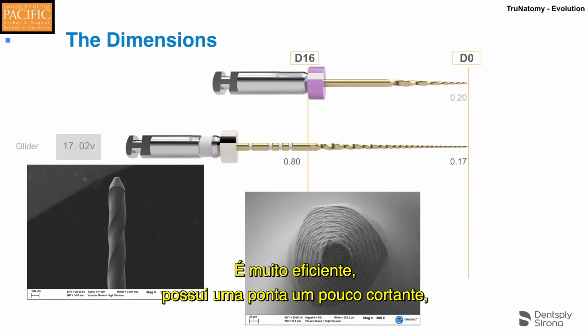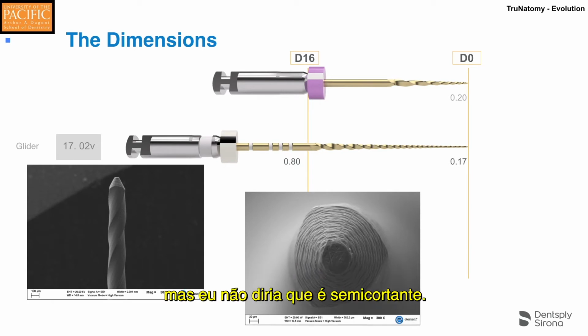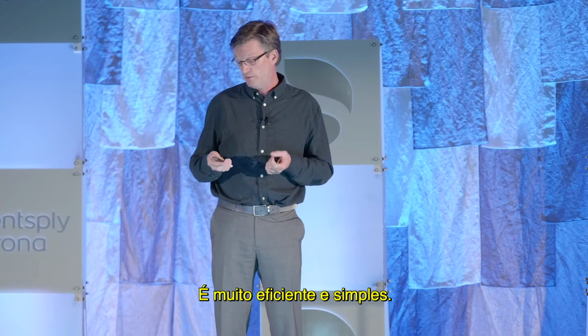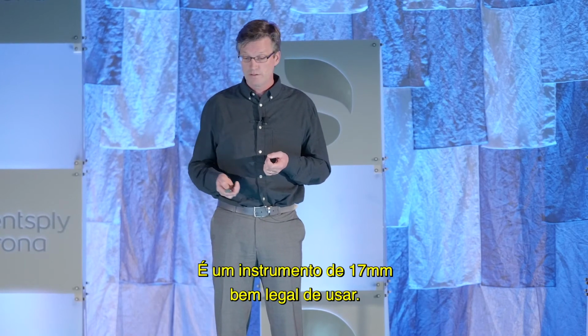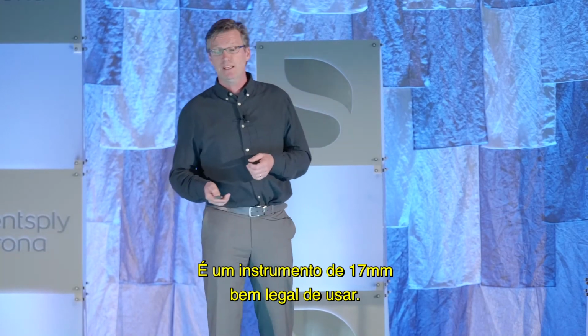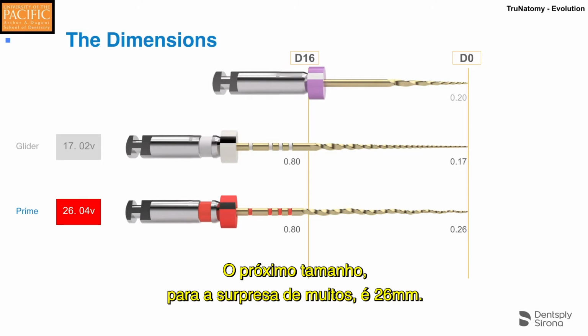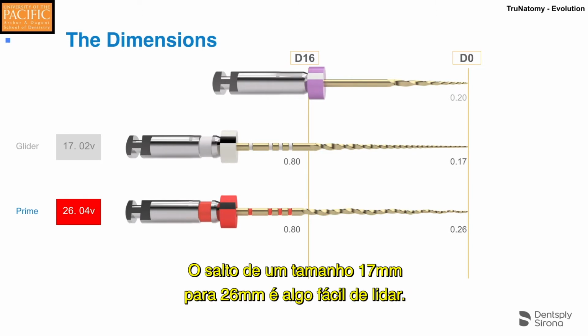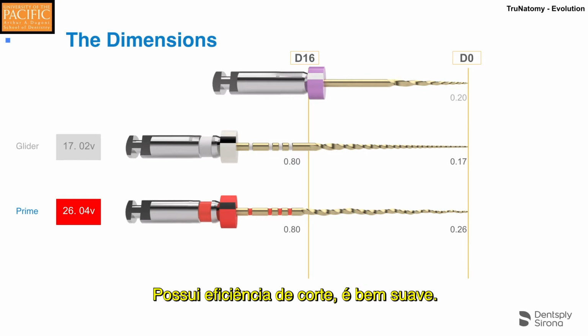Very efficient. It has a somewhat cutting tip. I wouldn't call it a semi-cutting tip. I would call it a somewhat cutting tip. And it's very efficient. Try it. It's a very cool instrument to use. It's a 17 size. The next size, which surprises many of you, is a size 26, and the jump from 17 to 26 is very easy to manage. This is a cutting efficient instrument, very smooth, goes to length easily.